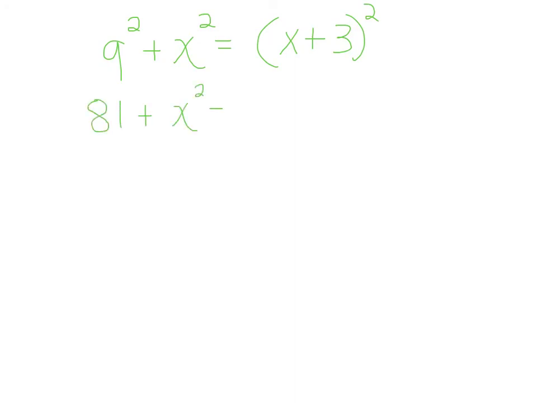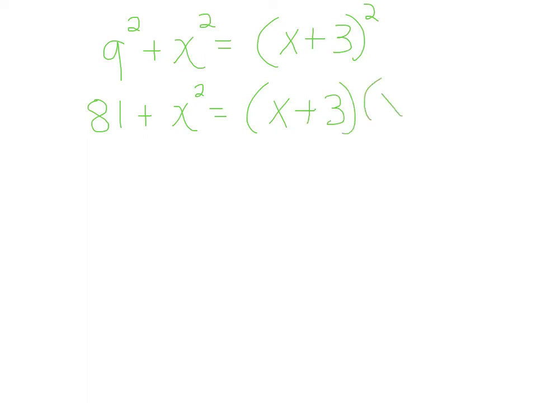Okay, so if I look at that triangle, there's going to be 9 squared plus x squared equals x plus 3, quantity squared. And then you have to simplify that. So what is 9 squared? 81. Now the question is, how are you going to multiply that binomial square?